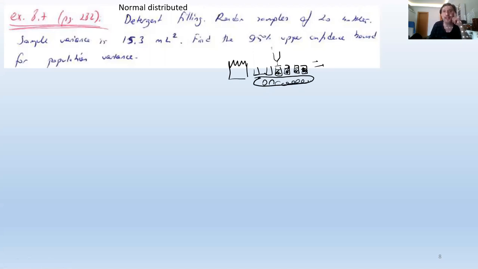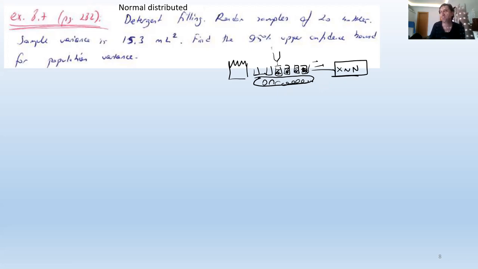Note that the height of these detergents, call it H or let's call it X, will be our random variable. Now, with respect to the whole population of the liquid heights in these bottles, we are going to assume that they are normally distributed. So what we would like to do is to estimate the variance of these detergent heights. Why are we interested in something like this?